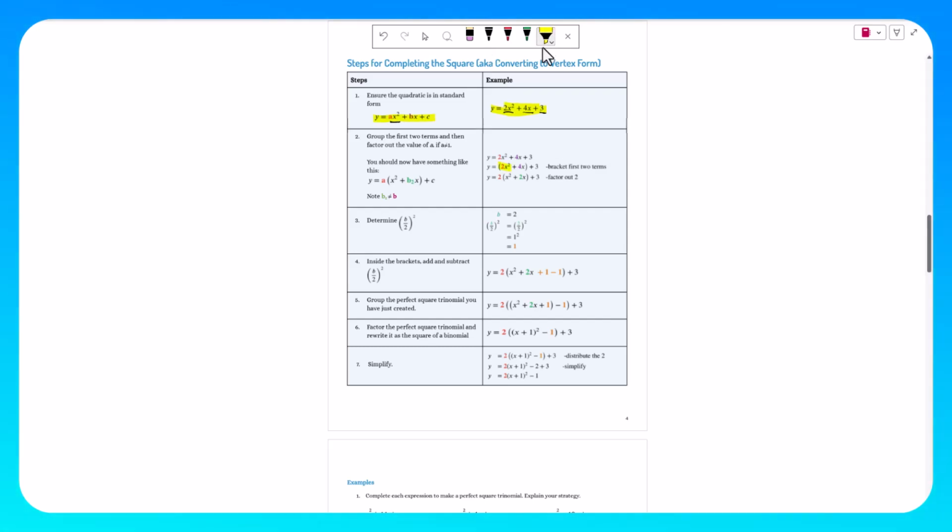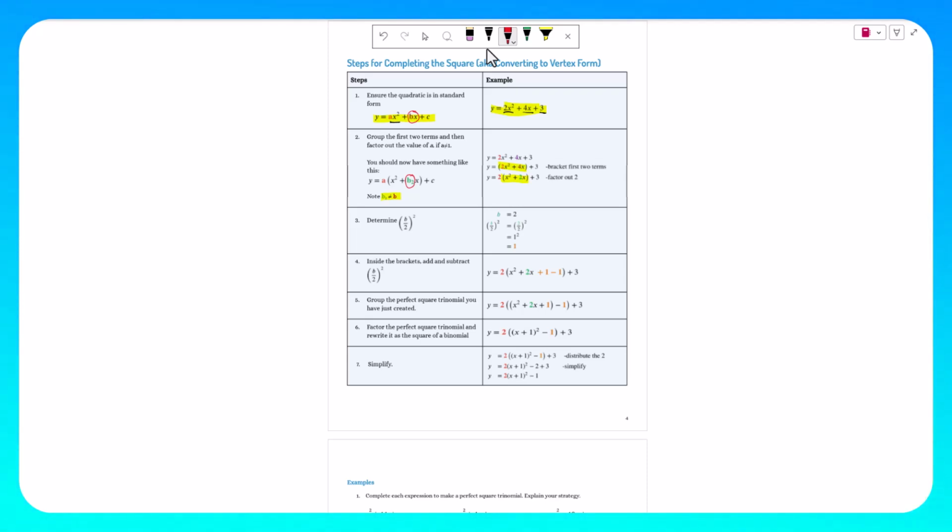I put the first two terms in brackets, and then I factor out the 2. So now inside the bracket, I have an x squared plus 2x. And notice that this new 2, we're going to call that b, but it's not the b of standard form. It's a new b. I want this to be clear that these two b's are not the same. In other words, this b is not the same as this b because we have taken a out.